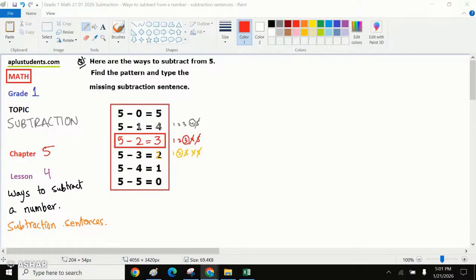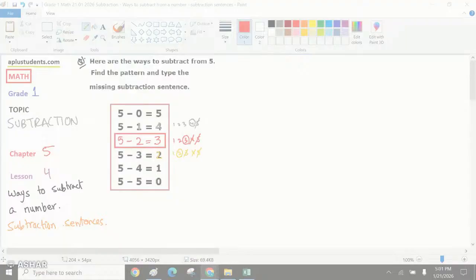Hi everyone, welcome to the class. What we are doing is subtraction and we are trying to find missing subtraction sentences from the given sentences. Yes, thank you, Precious. That would be 5 minus 2 equals 3. Thank you. Let's have a look at another question.